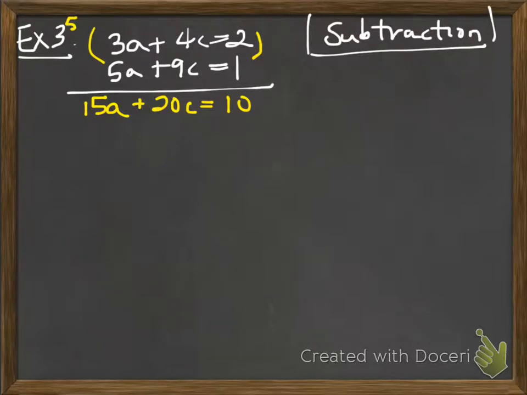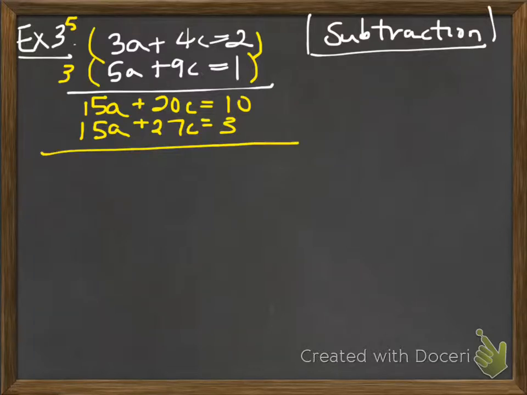Okay, now, will any of these in this column match what I just did? Do I have a 15A in that column or a 20C? I do not, so I need to multiply the bottom by something. Well, I've started with the A's, so I'm going to multiply by 3 in this case. 3 times 5 is 15A. 3 times 9 is 27C. And 3 times 1 is 3.